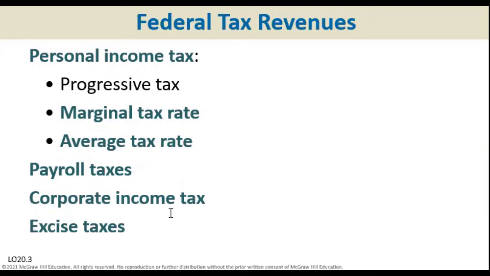The corporate income tax is a tax on a corporation's profit. For most firms, it is proportional, 35% that they pay. The last one is excise taxes, or taxes that are imposed on a specific good. Examples are taxes on cigarettes and alcohol. So they target those products and impose taxes on them.